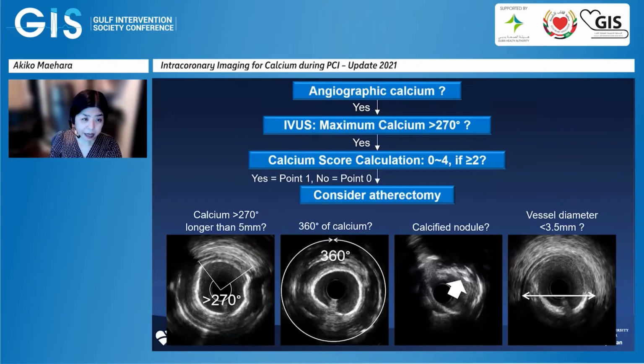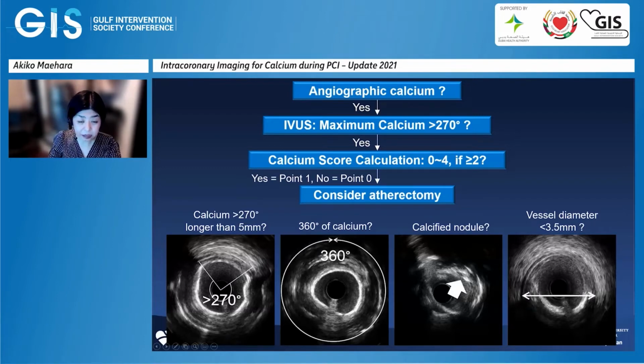So we developed the IVUS calcium score, which was just published this month. Based on the learning of the angiographic appearance, we made a little modification compared to the OCT score. First, we ask, can we see the angiographic calcium? Because we know if that is visible, it's more likely thick calcium. And if yes, we calculate the IVUS score. Based on the OCT score, we learned that big, long calcium is important. So we thought a calcium angle of more than 270 and longer than 5 millimeter is important.